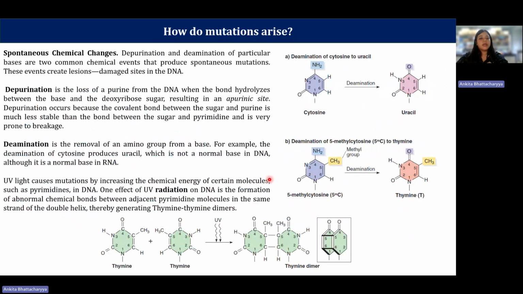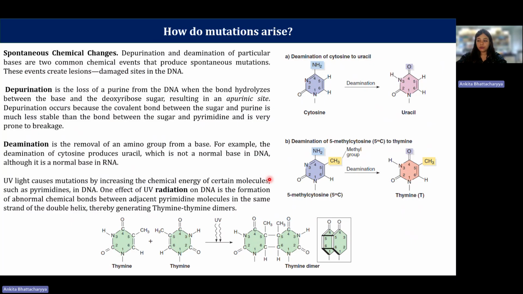Spontaneous chemical changes involve two types of changes, depurination and deamination. Depurination literally means the loss of a purine, leading to the formation of an apurinic site. And deamination literally means the removal of an amino group or an amine group and an H2 group. And there can also be formation of dimers, pyrimidine dimers.